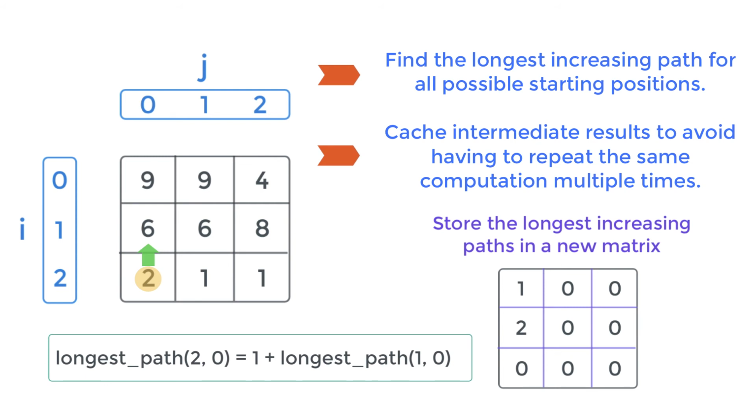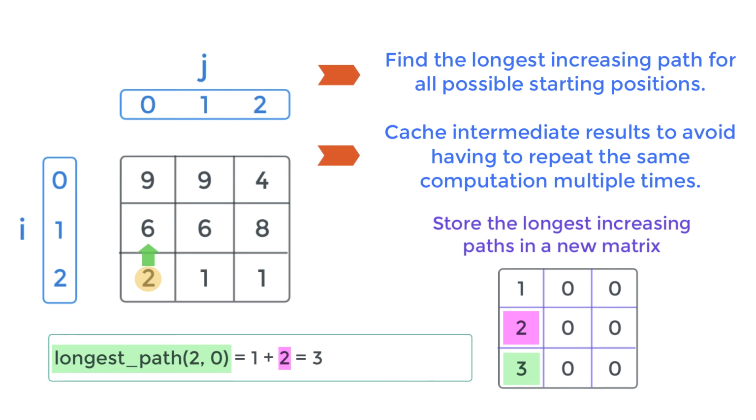Now when we try to evaluate the longest increasing path starting at i equals 1 and j equals 0, again we first check its value in the new matrix. The value at i equals 1 and j equals 0 in the new matrix is no longer 0, which means we have already done this computation. So we can just plug in the number we previously stored. Finally, we can resume computing the longest increasing path starting at i equals 2 and j equals 0, which is 3. Again, we will store this result in the new matrix.